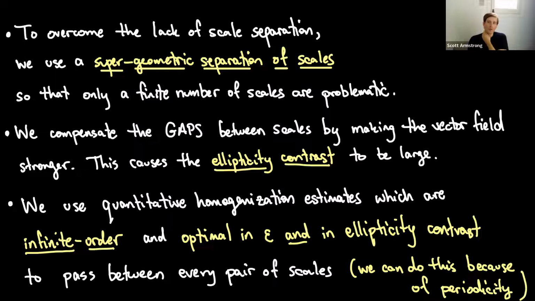If they would be random, we would be dead. And in the periodic case, we have infinite order homogenization, and we can squeeze every drop out of the periodic homogenization theory to get a theory that has optimal dependence on ellipticity. And that's what we do, and it works, I think.